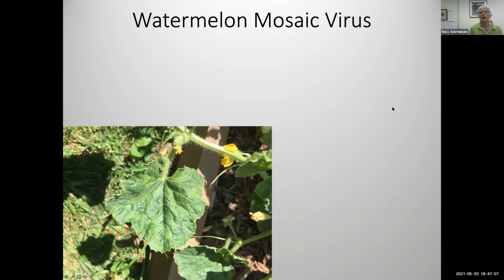Okay, I want to talk about at least one virus disease. And so I'm going to show you pictures of this watermelon mosaic virus. This is pictured on zucchini.